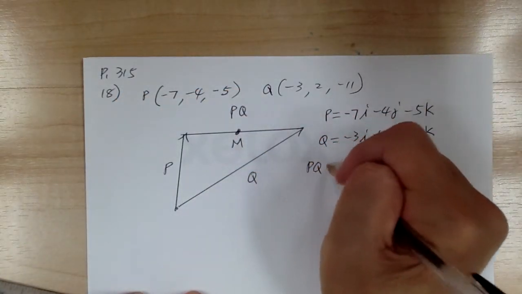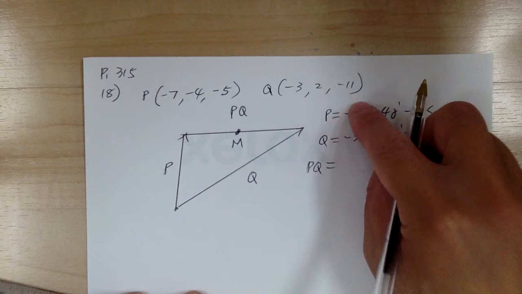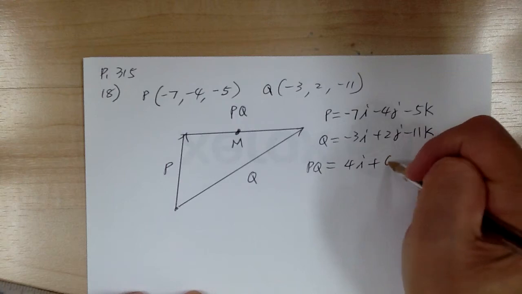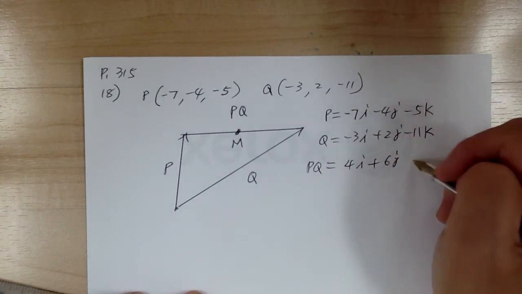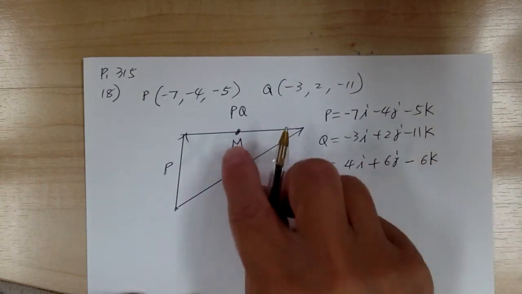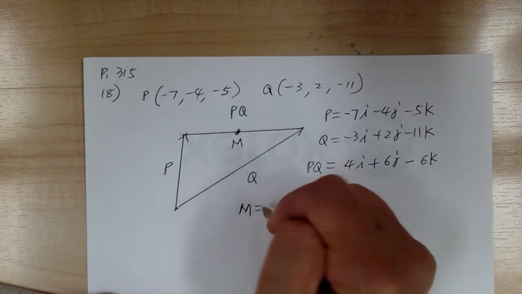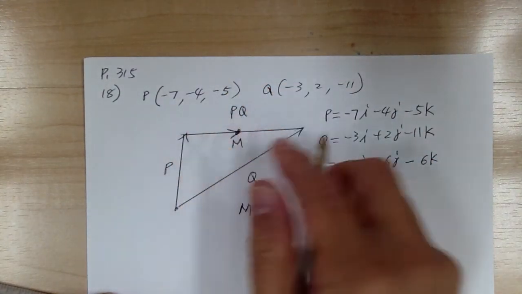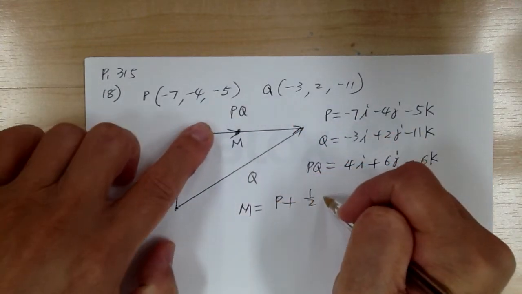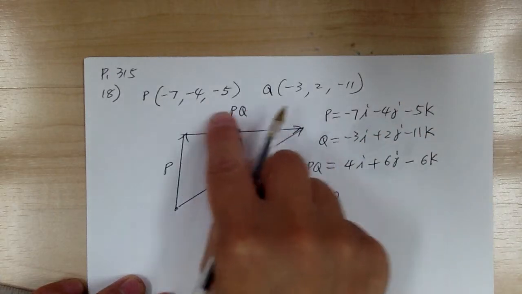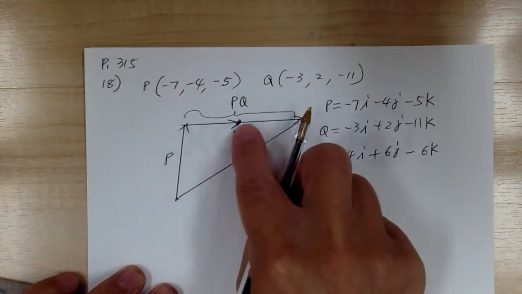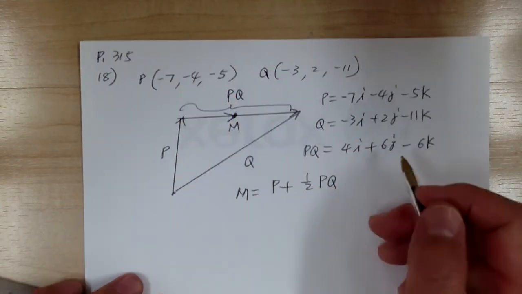So PQ, from P to Q, you have to use this minus that. So this minus that will give you 4i. This minus that will give you plus 6j. This minus that will give you minus 6k. Now to find the midpoint, M is equal to, remember, you have to follow the path. So M equal to P plus 1/2 PQ. M is halfway, so to get M, you go P and you go half PQ.